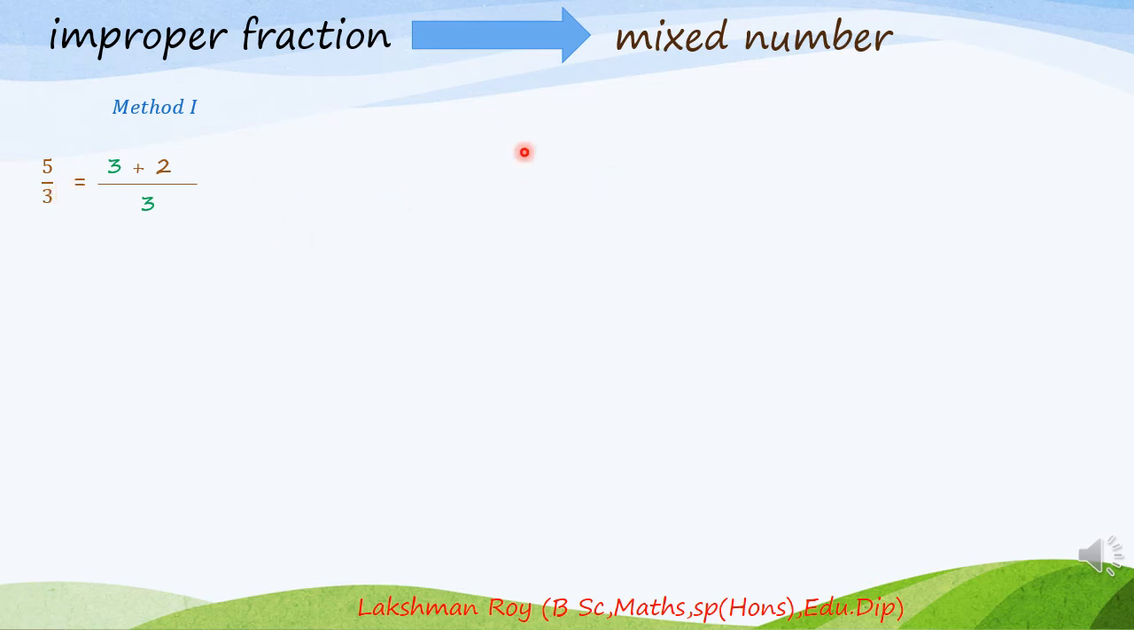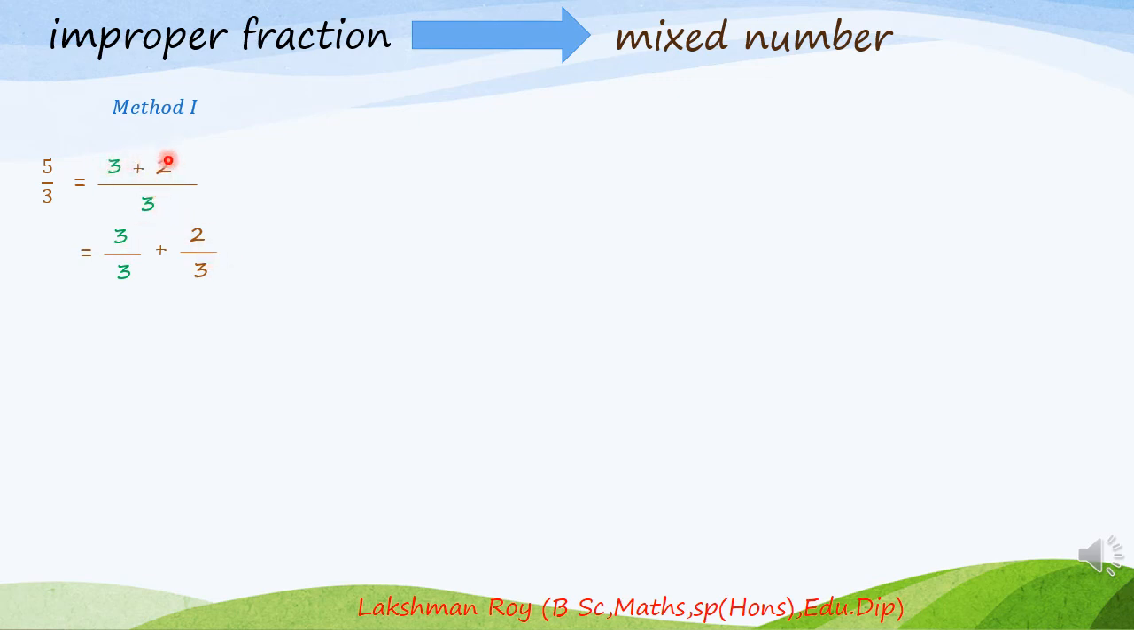Now this 3 divided by this 3, right? Let's see. So 3 should be divided by this 3, and you have to add this 2 divided by 3, right? So I separate the numerator into two fractions, right? That means both 3 and 2 should be divided by 3. Separately I wrote 3 divided by 3 and 2 divided by 3, right?